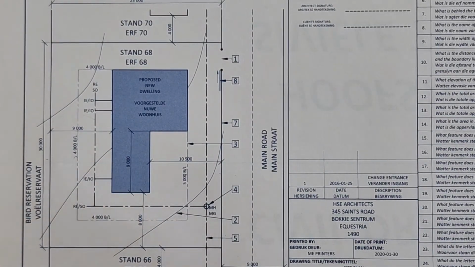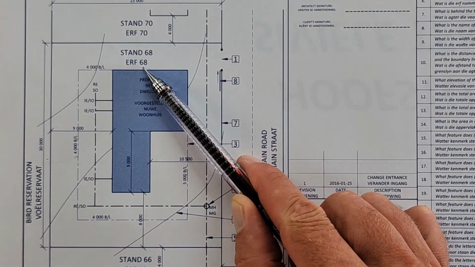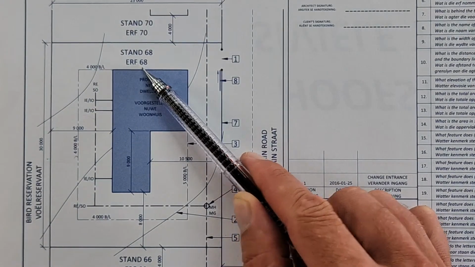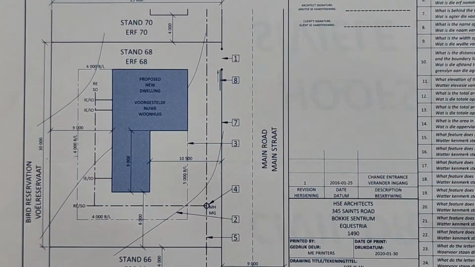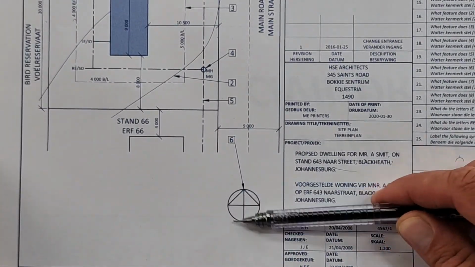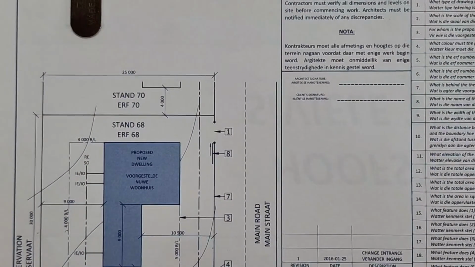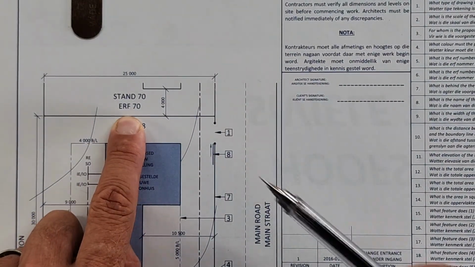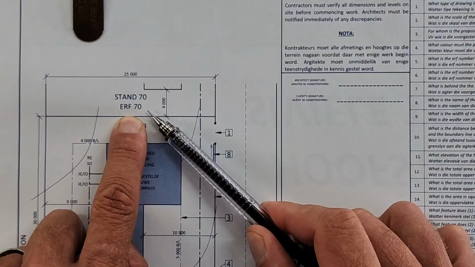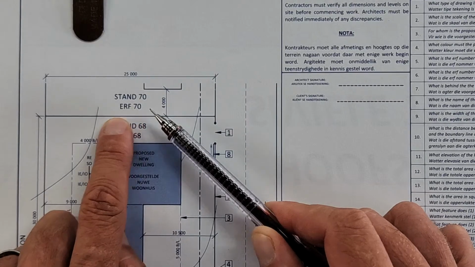What is the erf number for the proposed new dwelling? It's 68, right? Erf 68. Then they ask what is the erf number on the northern side? Well, now you have to check your north arrow. To the northern side it is stand 70. Alright, what is behind the proposed new dwelling?